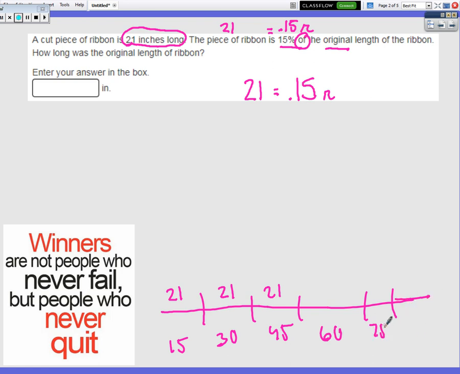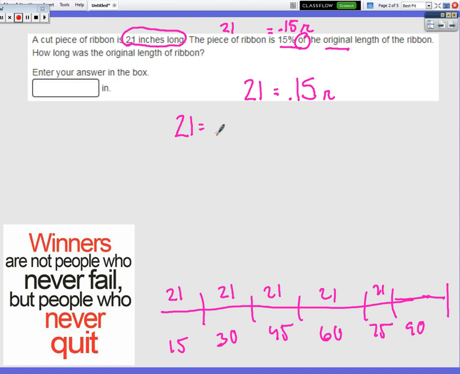Then we have 90% of the ribbon. And then we have 100% of the ribbon. Let's see if I did my math right. Double, 15, add 15, add 15, add 15. Now you notice if I add 15 here, we no longer have percents, do we? But each one of these is 21 inches. Let's take a look at my math.